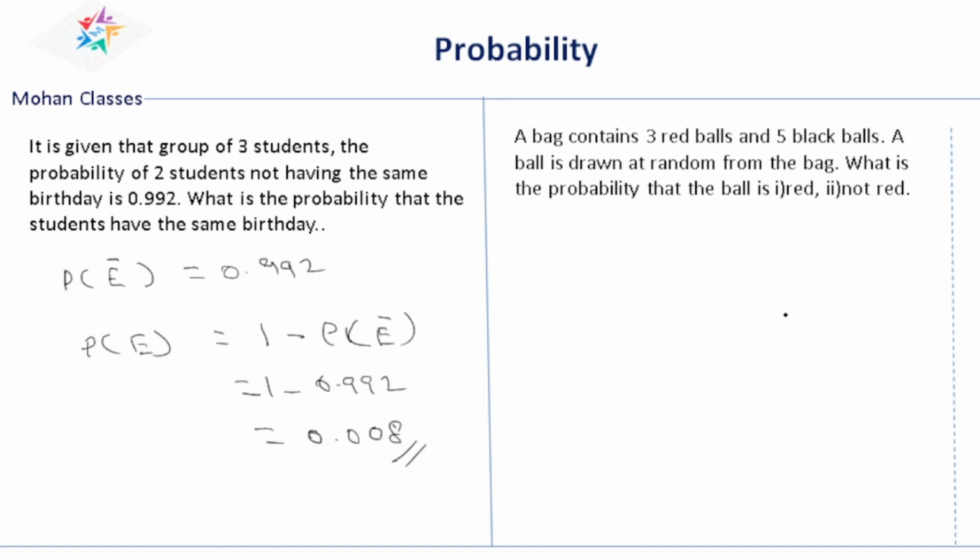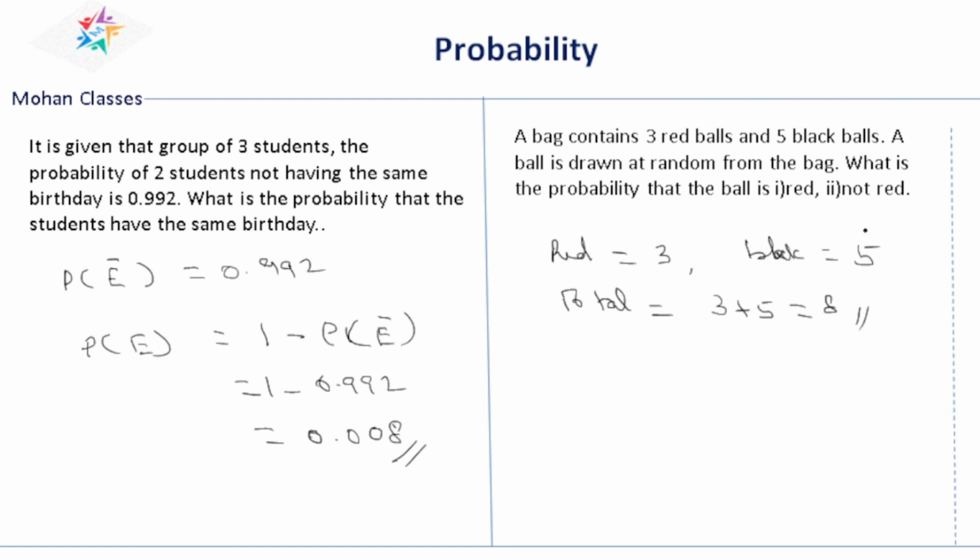A bag contains 3 red balls and 5 black balls. A ball is drawn at random from the bag. What is the probability of the ball being red and not red? So here also, how many red balls are in the bag? Red balls are 3 and black balls are 5. Therefore, what is the total number of balls? Total balls is equal to 3 plus 5, so there are 8 possible outcomes from the bag.